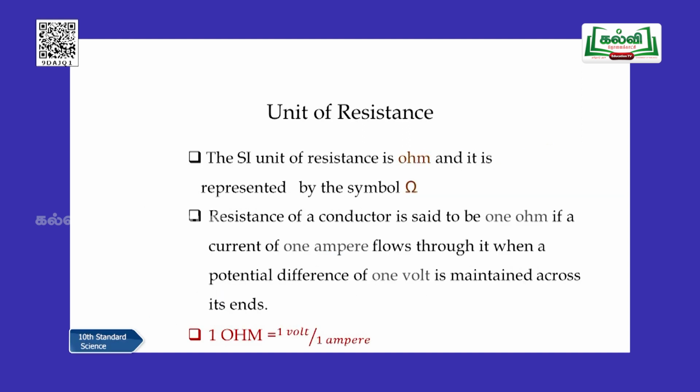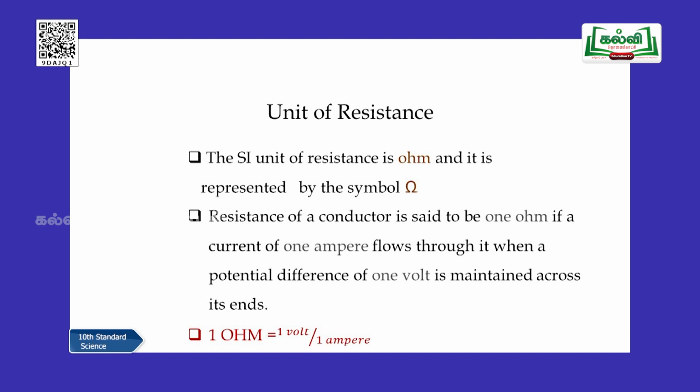Now, let us go to the unit of resistance. The SI unit of resistance is ohm. It is represented by the symbol omega. To honor George Simon Ohm, the SI unit of resistance is given as ohm and it is represented by the Greek letter omega.